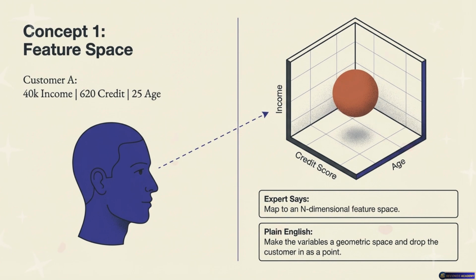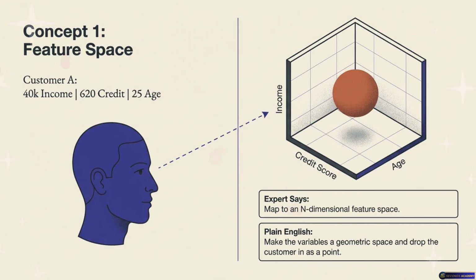Perfect. Now take the data for that specific customer: 40,000 for income, 620 for credit score, and 25 for age. The single row from our database. Yes. In this framework, that customer is no longer a sequential row in a table. That customer translates to a highly specific, immutable coordinate floating in the air inside that room.